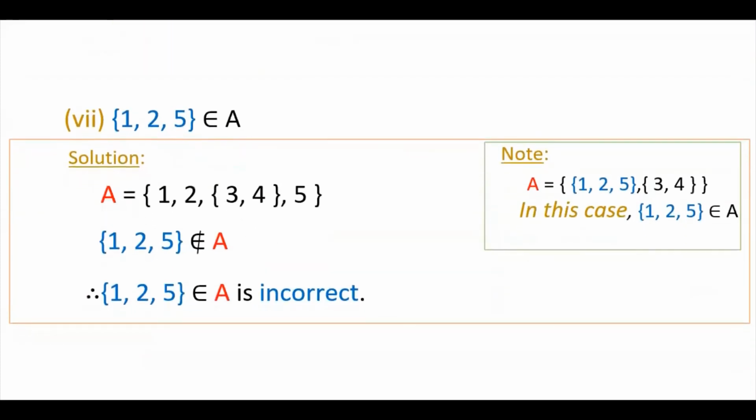And next one, {1, 2, 5}. This set belongs to A. This is not correct because this set is not an element of A. See here, the {1, 2, 5} set is not there. So this is not an element of A. So this is incorrect. You can check here, if it is like this, an element of A, then you can write this set belongs to A.